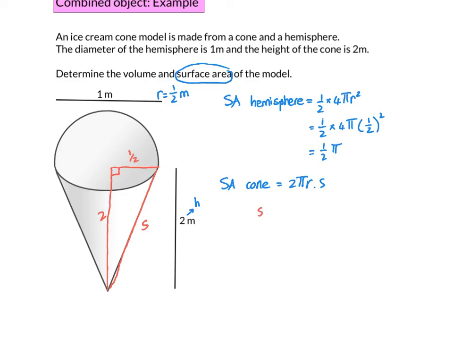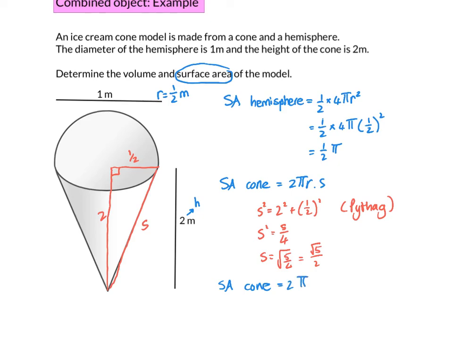So now I can use Pythagoras to work out the slant height. Since the slant height is the hypotenuse, I'm going to add the other two and square each of them. And then I'll work out what the slant height squared is. It'll give me 5/4, which means the slant height is the square root of that, which gives me root 5 over 2. Now I can actually go back and work out the surface area of the cone. So I know the radius was a half, and now I know the slant height is root 5 over 2. If I simplify that, I'm going to get root 5 over 2 pi.